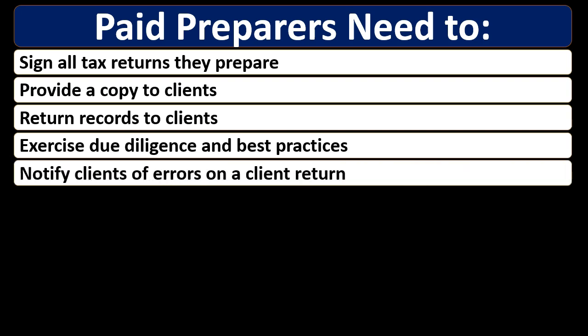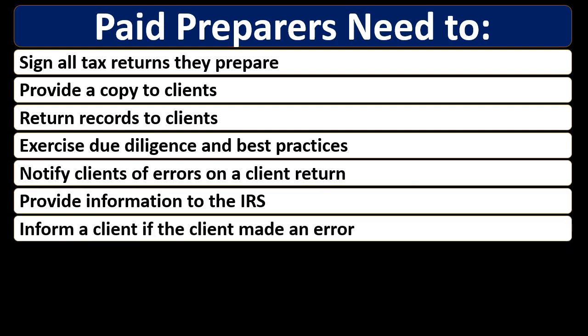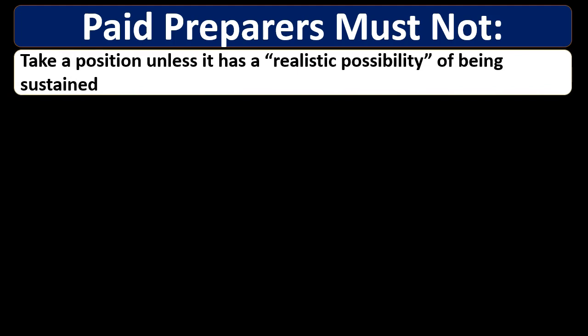Notify clients of errors on the client return. If we do find an error, then we need to tell the client that. So if we see the error, then we need to inform the client about the error on the return. Provide information to the IRS as needed. Inform a client if the client made an error. Again, if we see that error, we need to report it or let the client know about it.